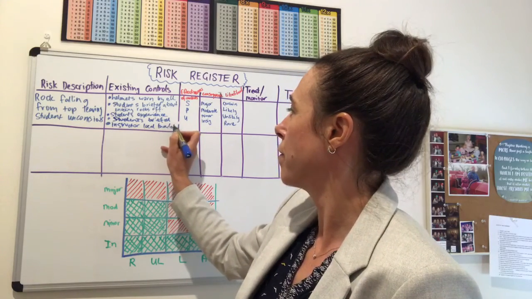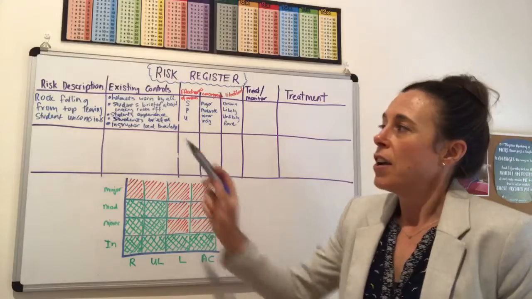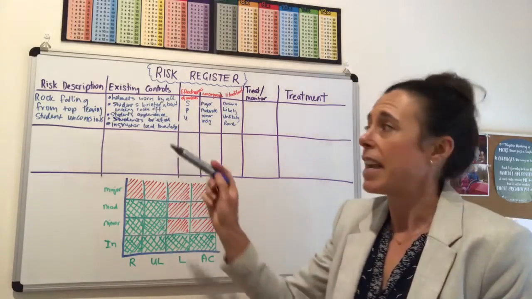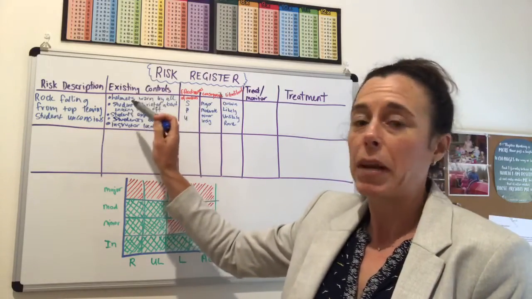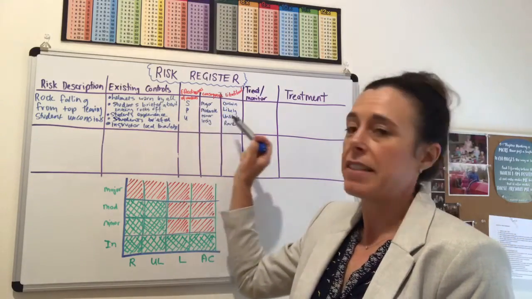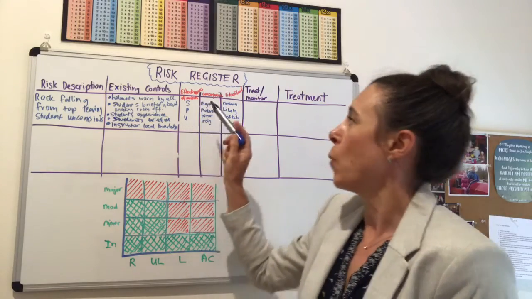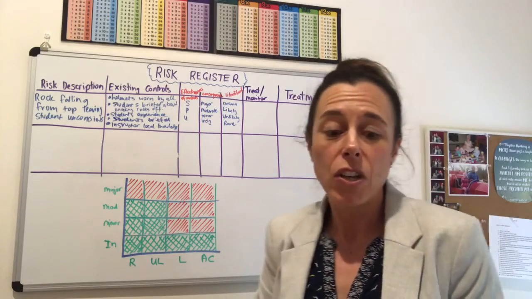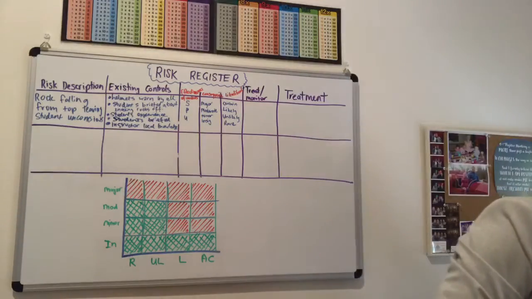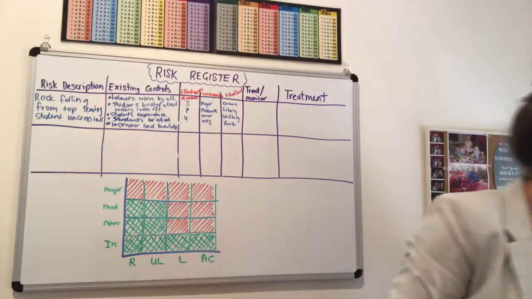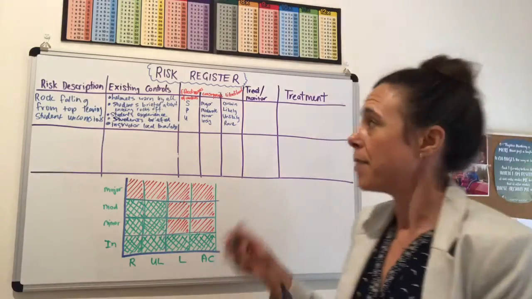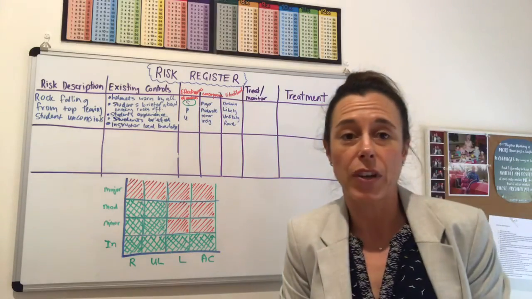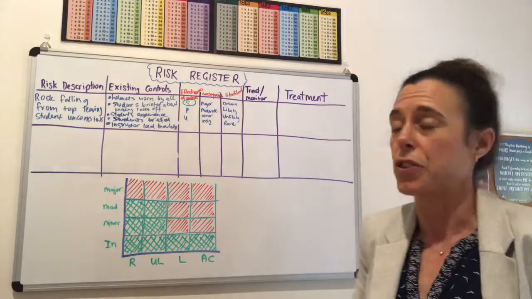Okay, so we've got our risk description, we've got our existing controls. Now what we're thinking about is if all of these controls are in place, we're going to consider these next 3 columns, okay? So we are going to consider, are these controls effective enough to reduce the risk of someone becoming unconscious from a falling rock? And I would say, yes, they are satisfactory. Okay, those controls are satisfactory to reduce that risk.